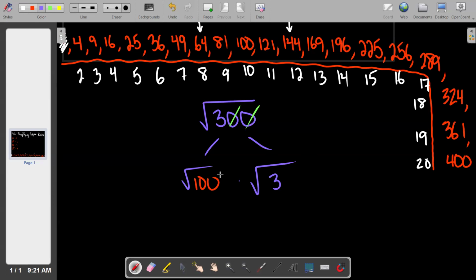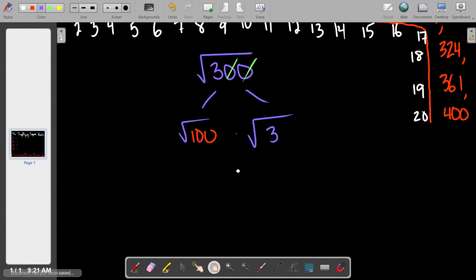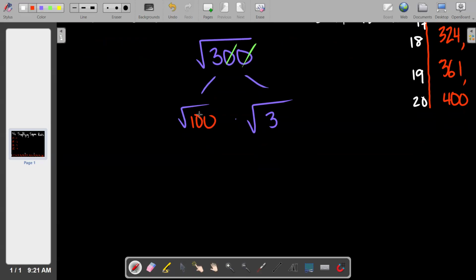So what I want you to keep doing is making sure that you put the red list number in the first root and the leftover number in the second root. Are you doing that?